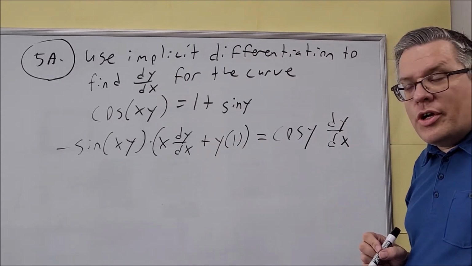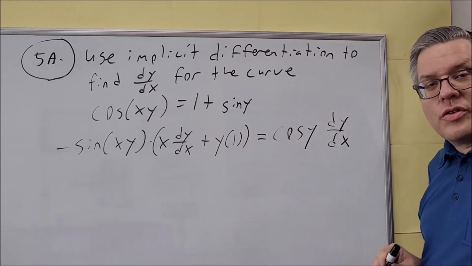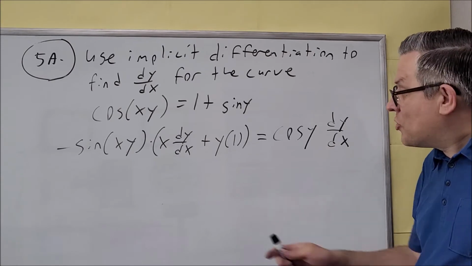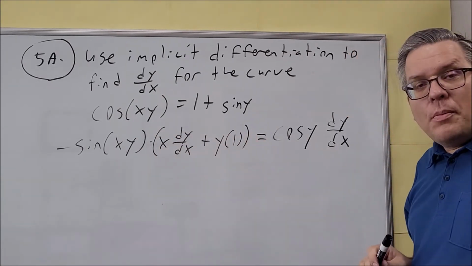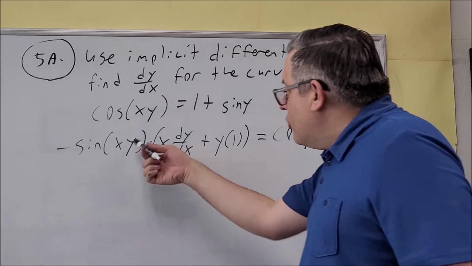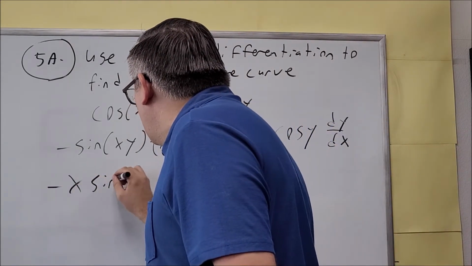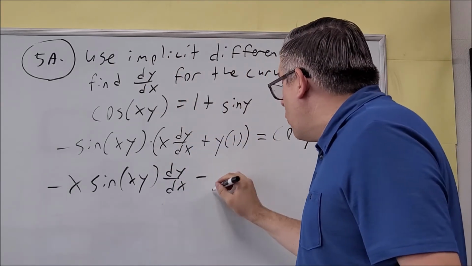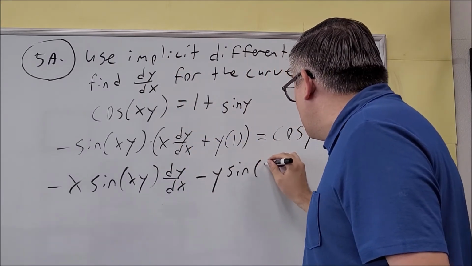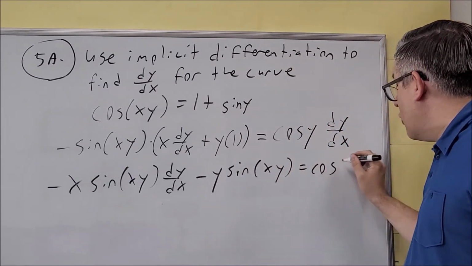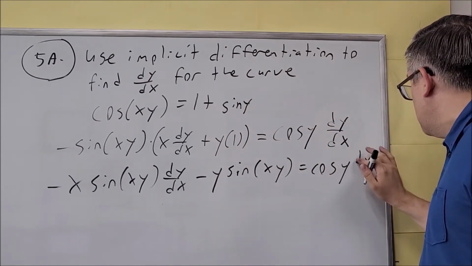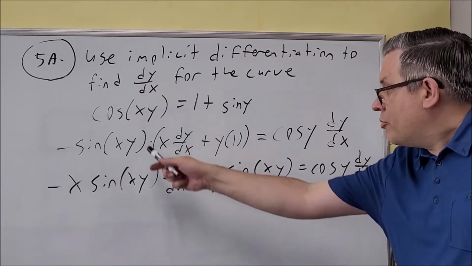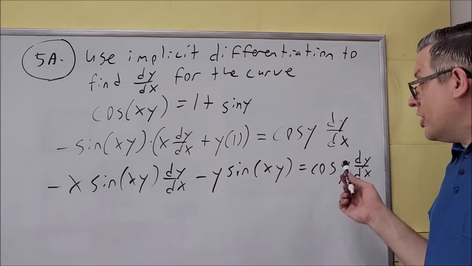Now, the next thing we want to do is multiply this out to get rid of the parentheses, because ultimately we want to get all the dy/dx's on one side of the equation. So in order to do that, we have to kind of free this one up by multiplying both of those. So doing this one, you're going to get negative x sine xy dy/dx, and we're going to have minus y sine xy, and then we have this over here. Okay, so that's the next step. We distributed both of those all the way through to get this.